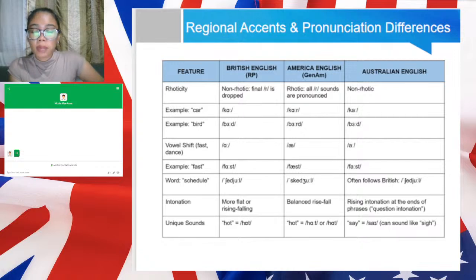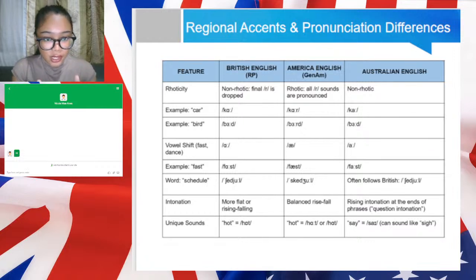But in comparison, general American English is rhotic. What do we mean by rhotic? It is the complete opposite. All those R sounds are usually pronounced, clear, and enunciated in general American. Again, the first key difference is rhoticity. It focuses on how we pronounce the letter R sound, which is usually located at the end of a word or before a consonant.